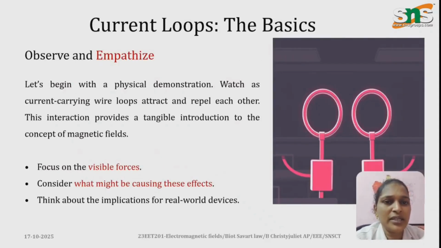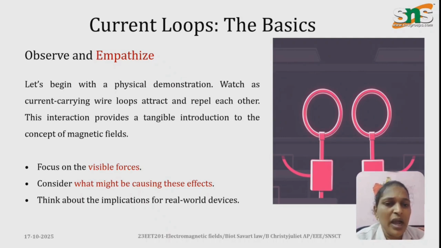So first, let's empathize with Biot-Savart's law. Let's begin with the physical demonstrations. We have two current carrying wire loops that attract and repel each other. Their interaction provides a tangible introduction to the concept of magnetic fields. Either they get attracted or they get repelled. So there exists some form of attraction and repulsion force between these two current loops.